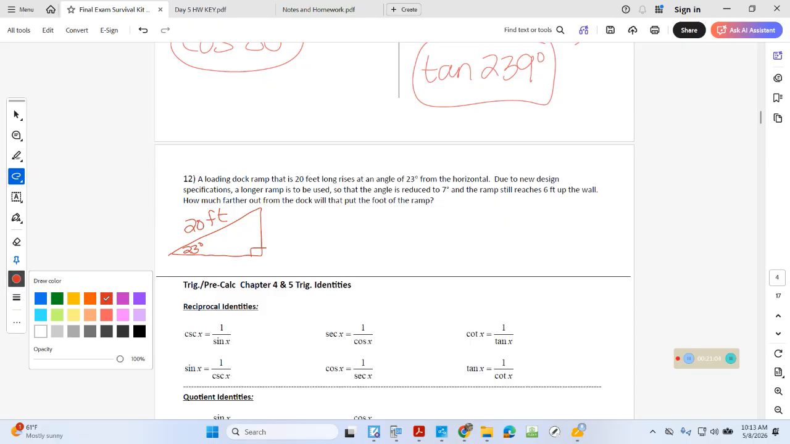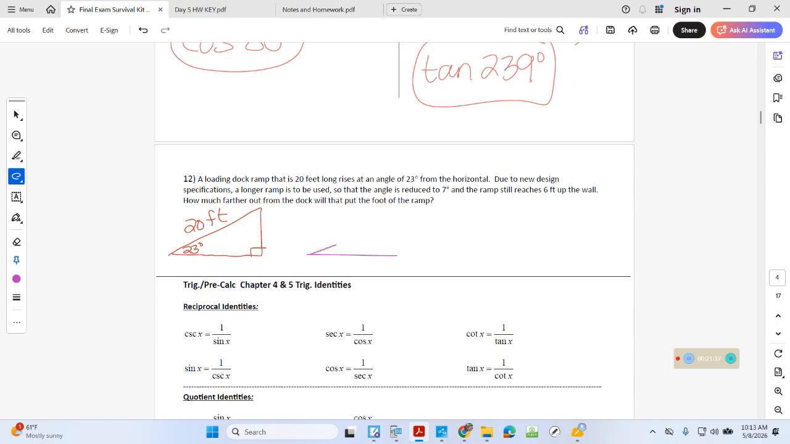Okay. I'm going to keep on reading. Due to a new design, a longer ramp is to be used, and the angle is reduced to 7. Okay, all right. So I'm going to start drawing this. Now angle 7 is a really tiny angle, not drawn to scale. Let's just say that, right?